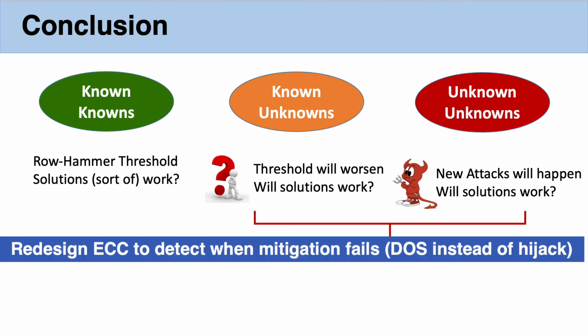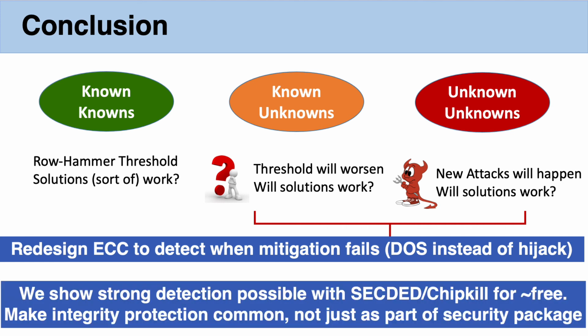Eventually, there would be some sort of attack that will cause the mitigation to fail, and at that point, it is better to have a system that can detect such failures, rather than hoping and praying that the mitigation in the system works. And we can get strong detection, integrity protection, within the same space of SECDED and Chipkill for almost free. For future systems, it's important to have integrity protection, regardless of whether they want to sign up for this whole security package of enclave, trusted computing, encryption, and whatnot. If you have ECC memories, you should be able to get integrity protection for free and detect row hammer failures.